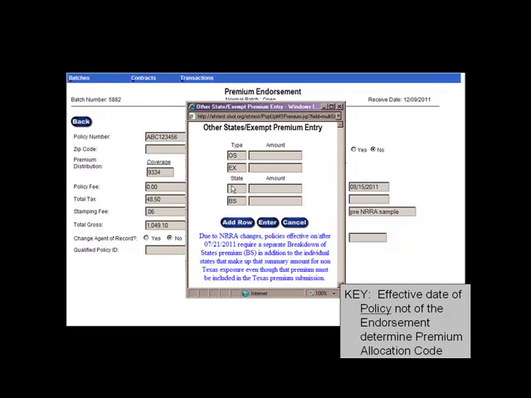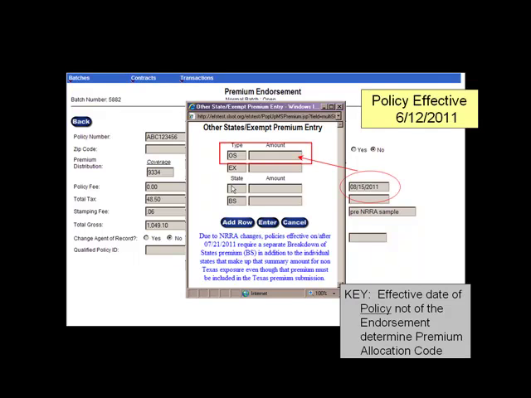For my example, the endorsement is effective August 15th, 2011. Because the policy is effective prior to July 21st, you will follow the premium allocation procedure for policies effective prior to July 21st, 2011, where only the Texas premium is taxable as Texas, so you would enter Texas premium with your coverage code, and all premium for states other than Texas would be entered as OS for Other States.